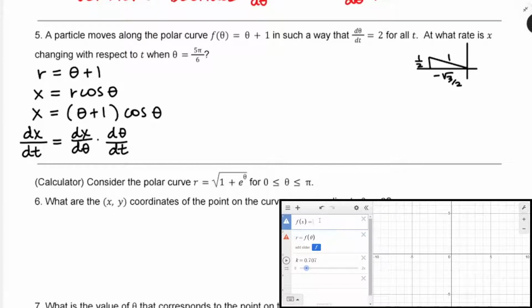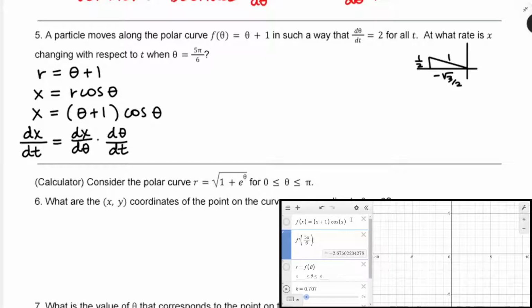So if I've got x equals theta plus 1 cosine theta, and I want to just take a derivative, I'm just going to type that in as an f of x. f of x equals x plus 1 cosine x. Okay, and I don't need that graph. I really am just going to need f prime of 5 pi over 6. All right, and I'm going to report that.